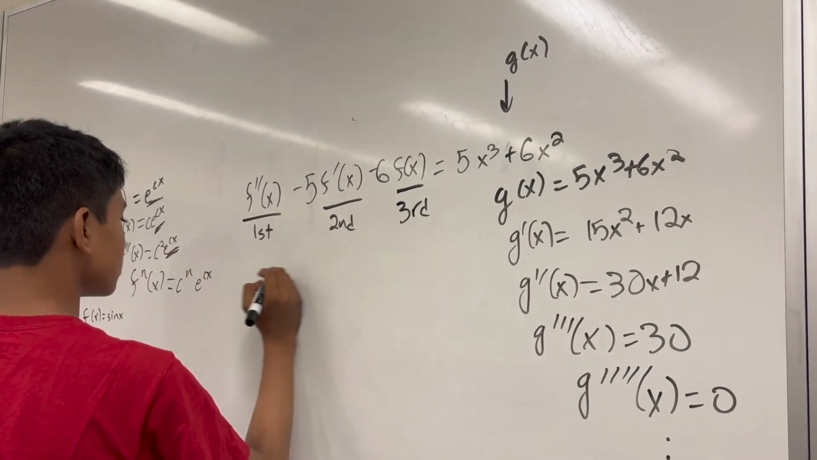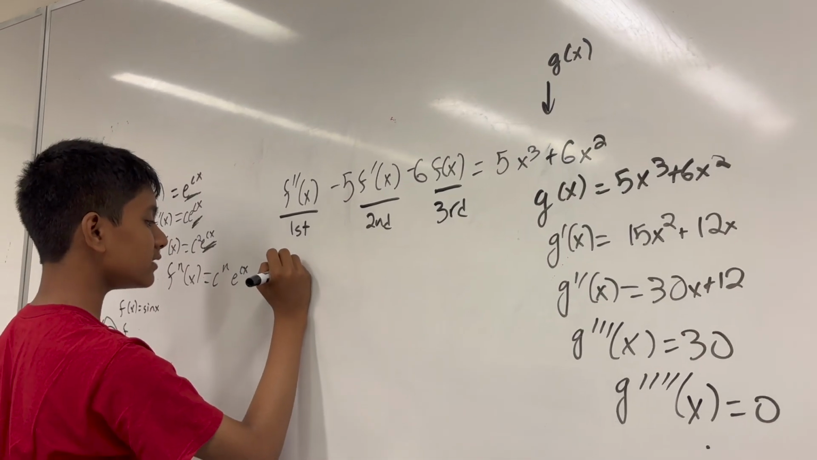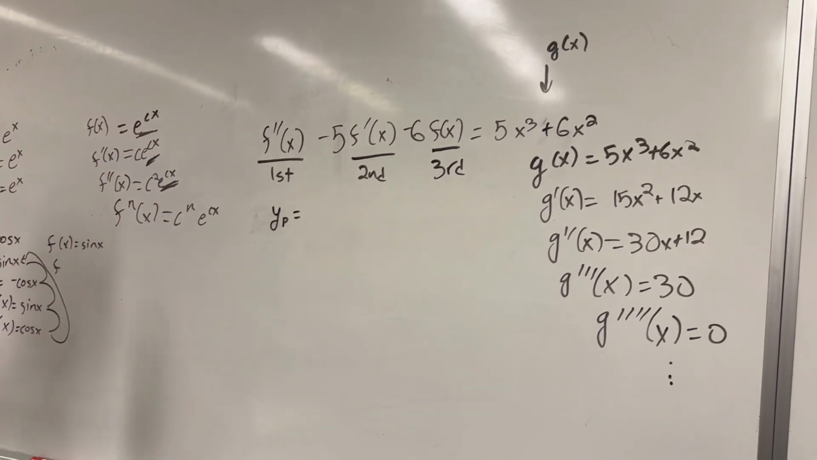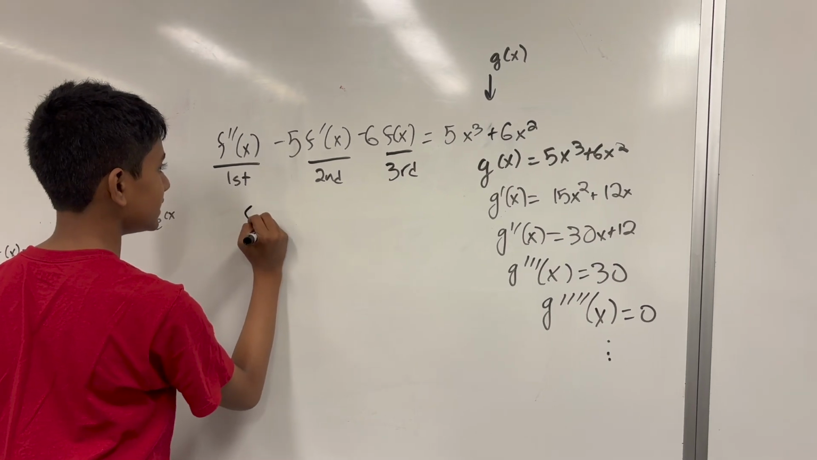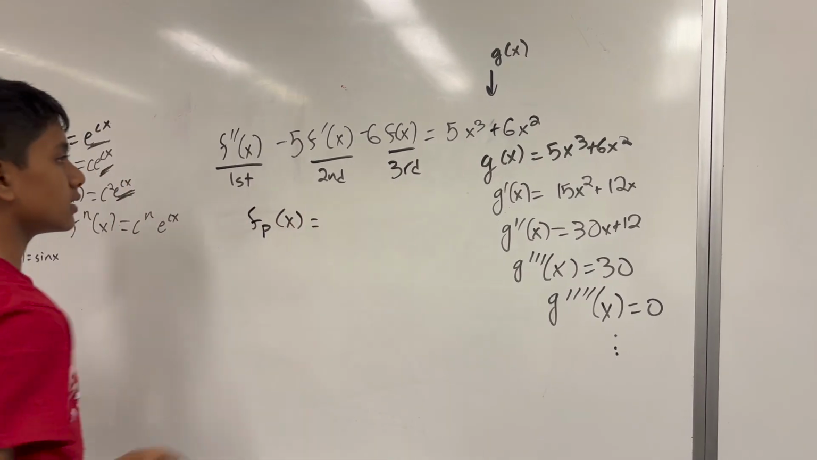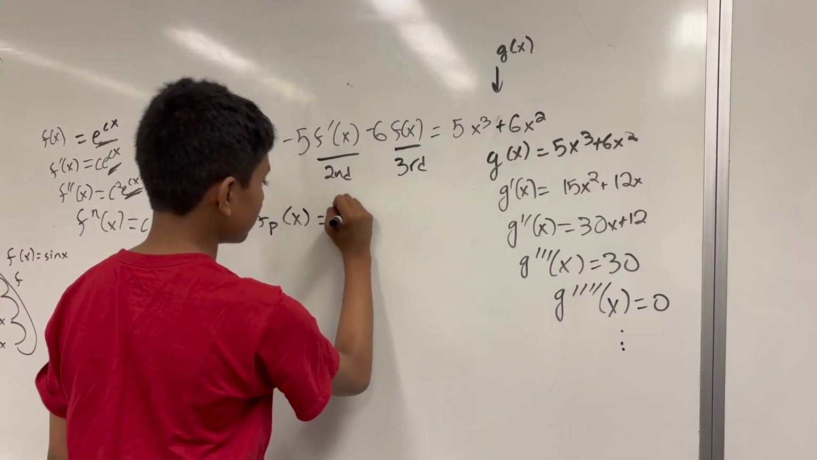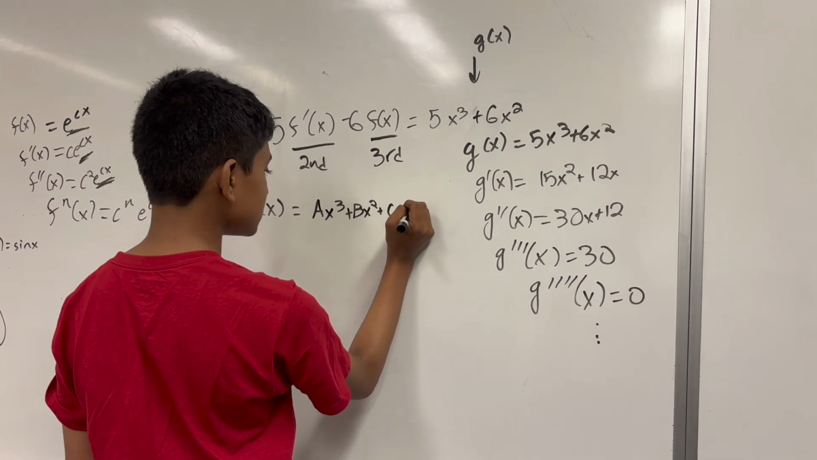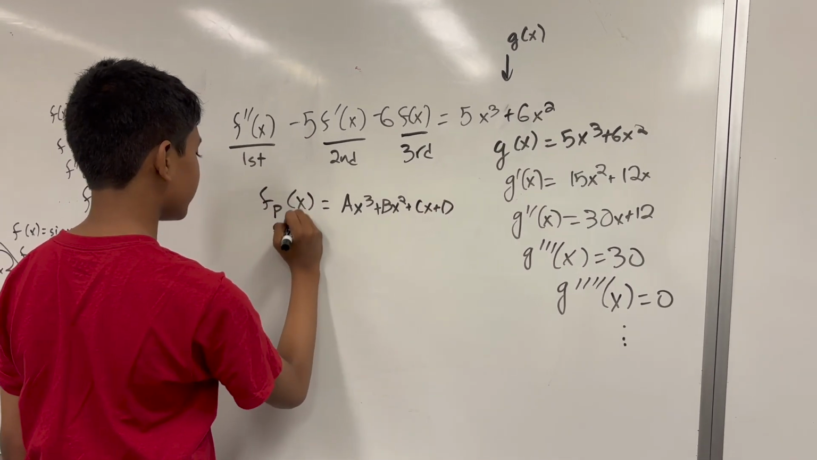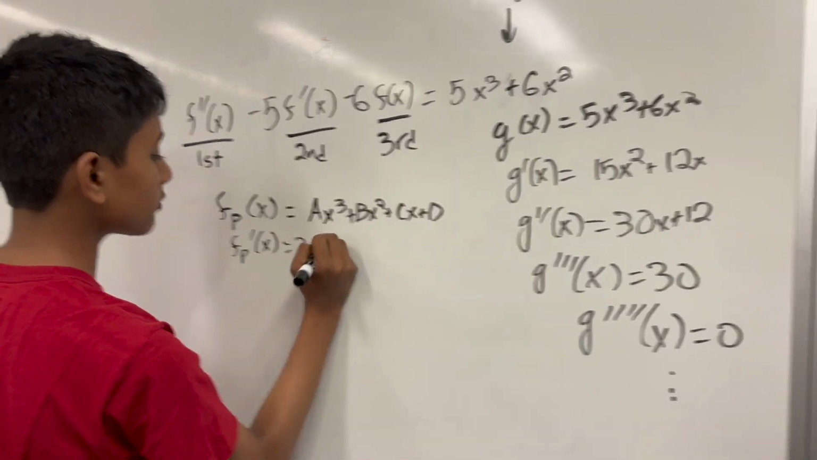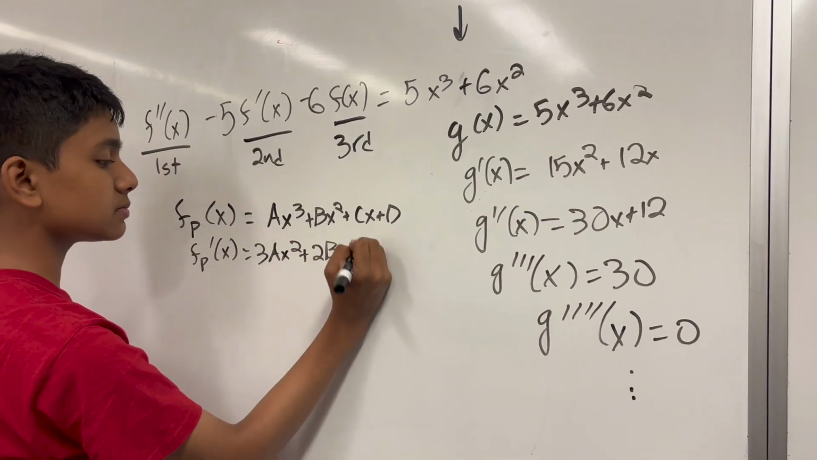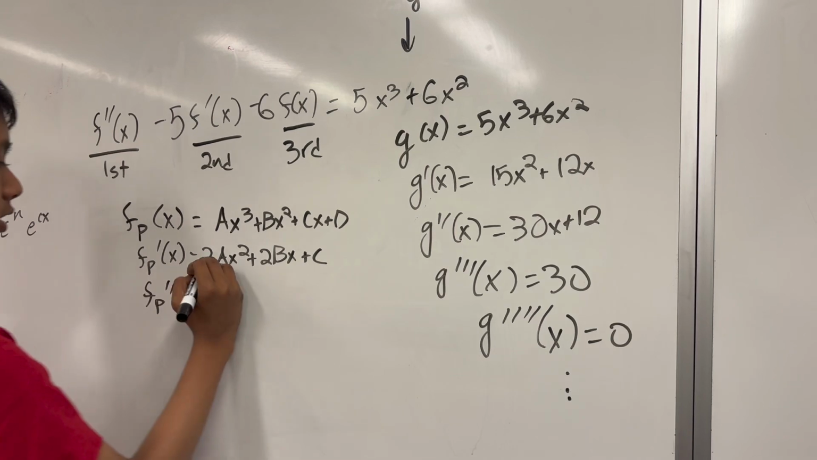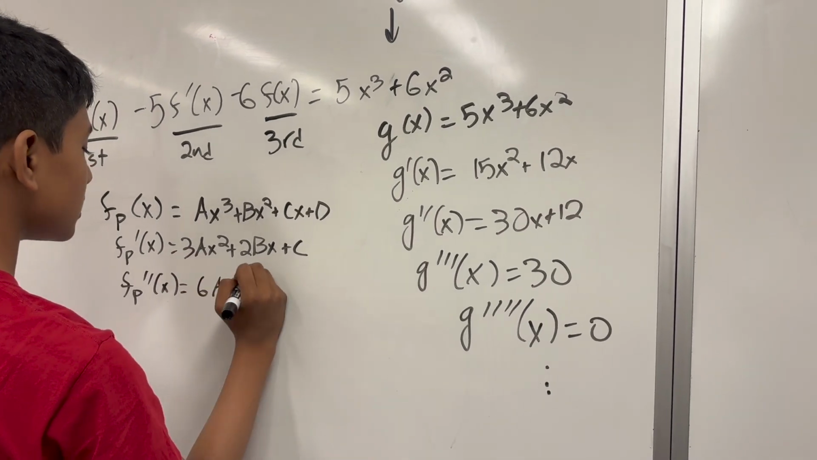So here's what we do. We take the particular solution, yp, or if you want to be consistent with notation, fp of x, is equivalent to ax cubed plus bx squared plus cx plus d. Then when you take fp prime, you get 3ax squared plus 2bx plus c. When you take fp double prime, we get 6ax plus 2b.